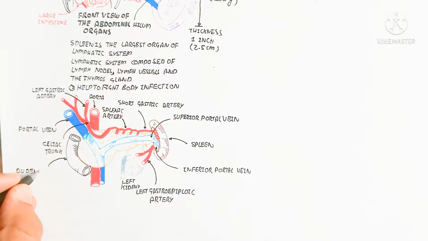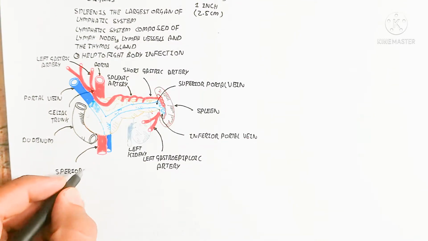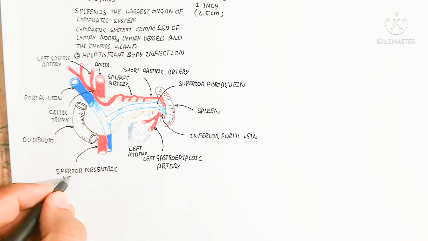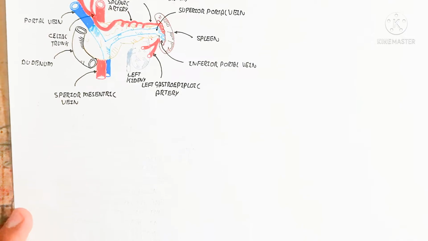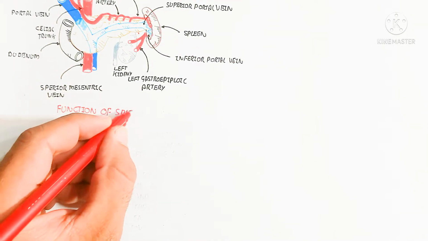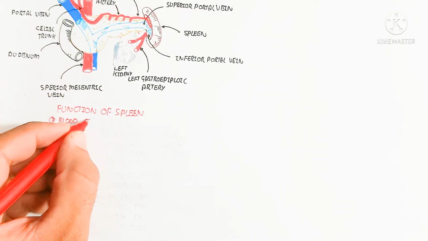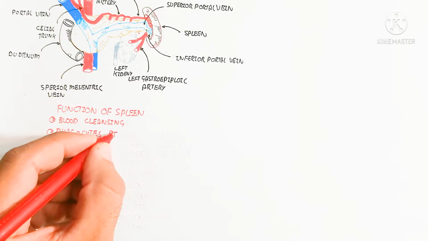So here is the duodenum, and here is the descending aorta. You can see that the superior mesenteric vein is also present. This is the superior mesenteric vein. Why? Because it moves upward carrying deoxygenated blood toward the heart.